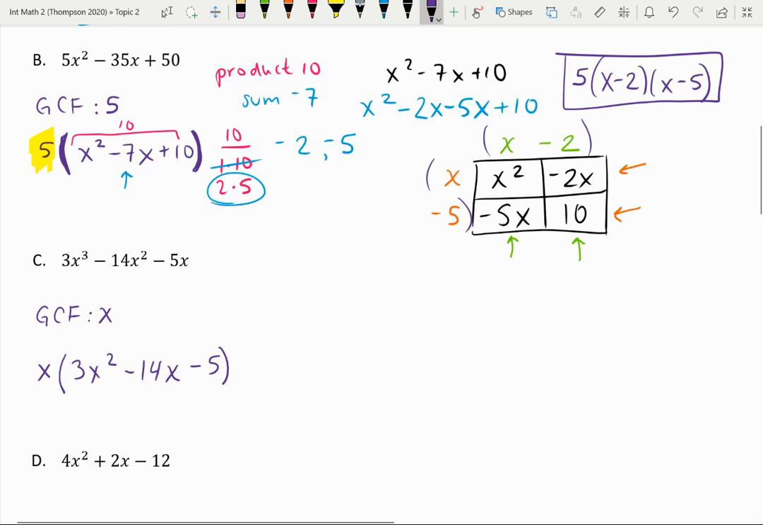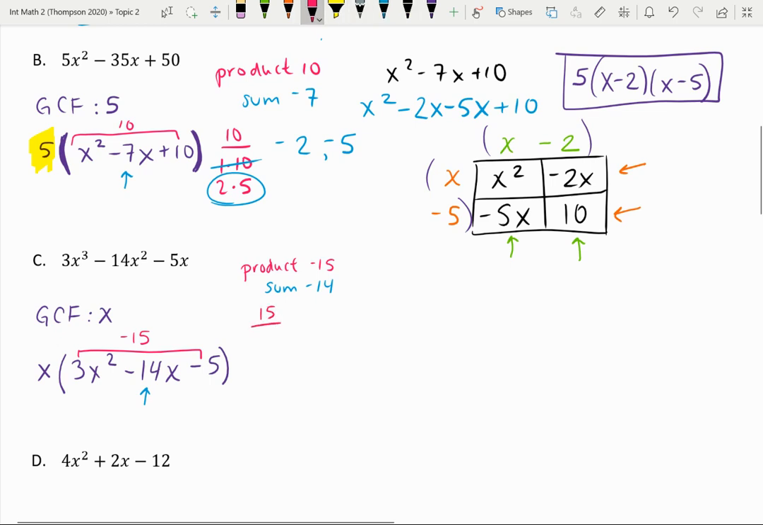Step 2, do the product sum. For the product sum, I am going to be careful to multiply my a value times my c value. So 3 times negative 5 gives me negative 15, and my sum is negative 14. So I want a product of negative 15 and a sum of negative 14.